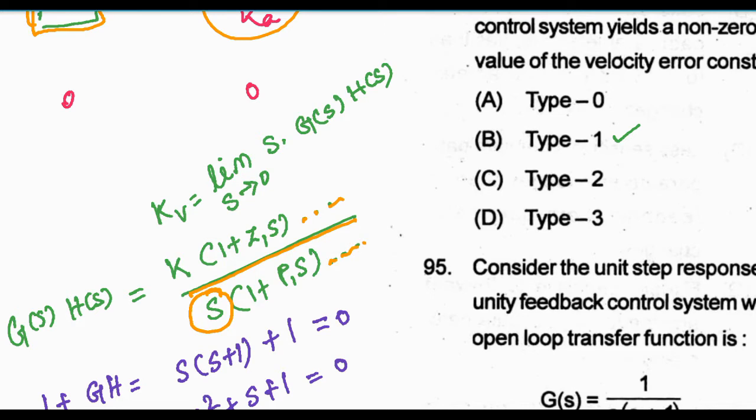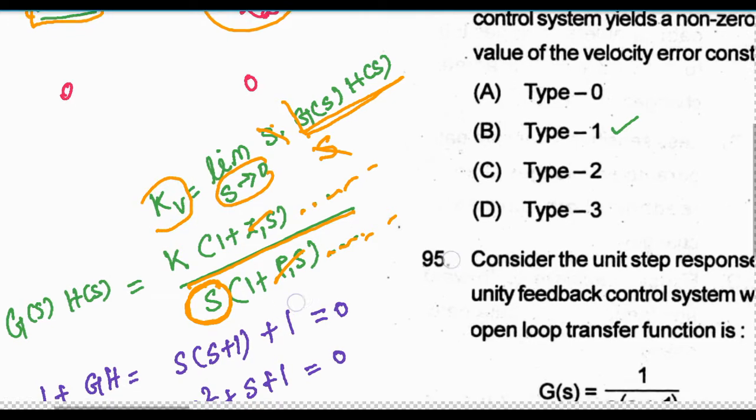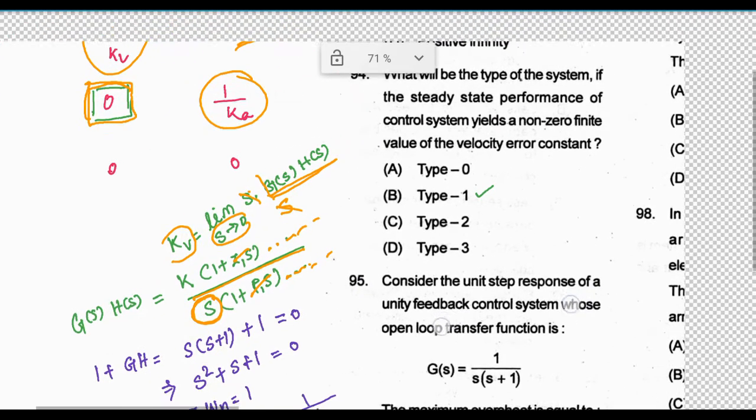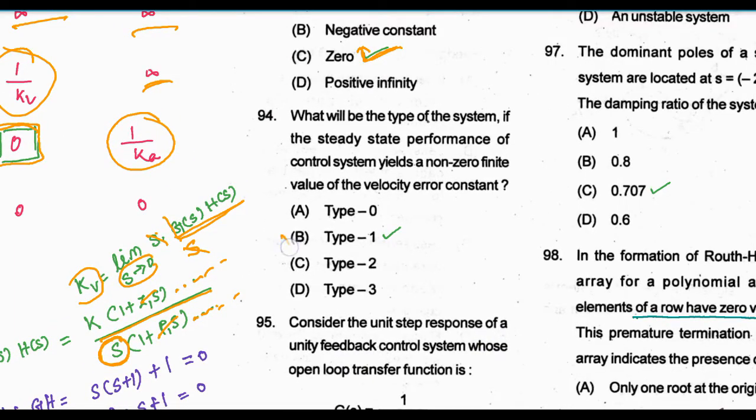And what is given in this question? What is the type of system? So here if there is s in the denominator, and we multiply by s, this will be cancelled out, and for all the other terms, s tends to 0. That means those terms will be 0, and we will get a constant value for Kv. So this will be a type 1 system.